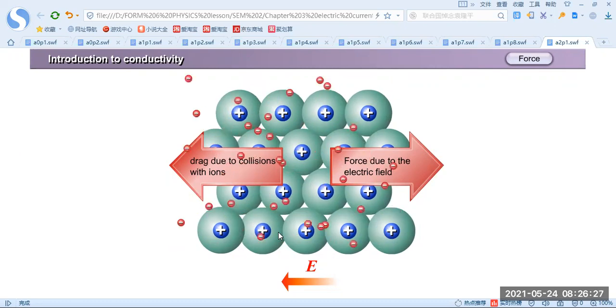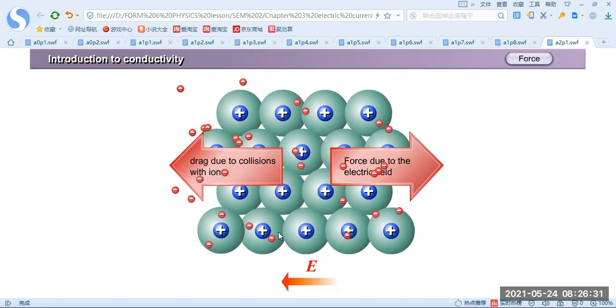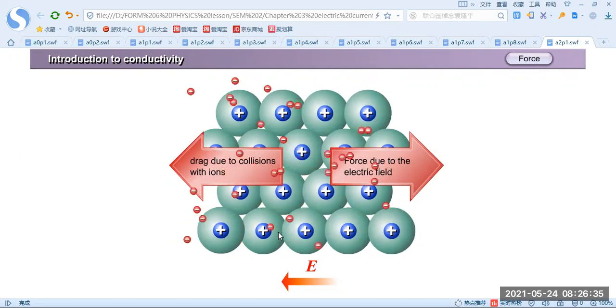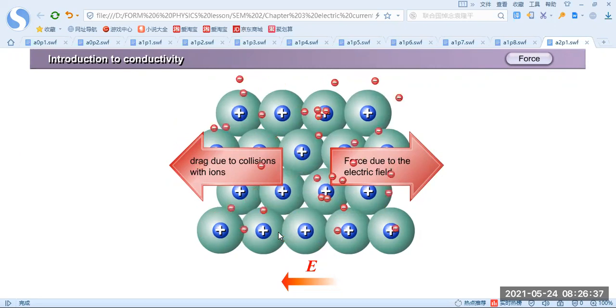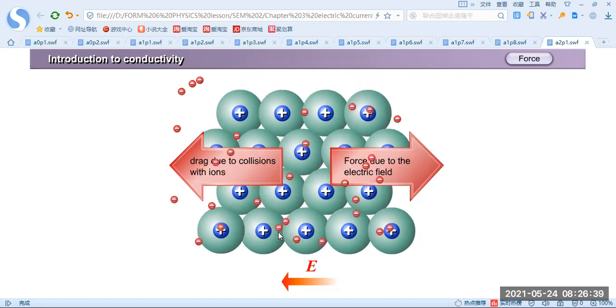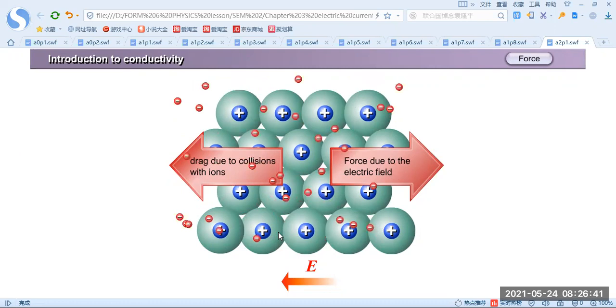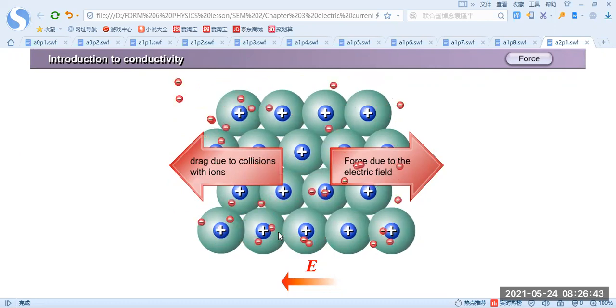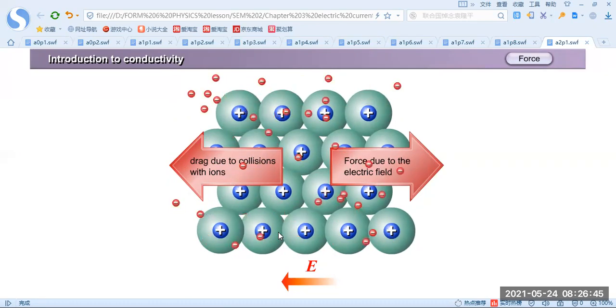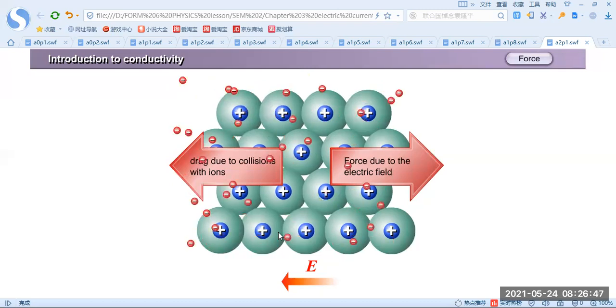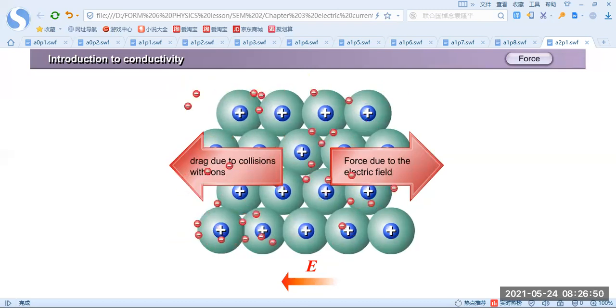There is also a force we call drag force, due to the collision with ions. This drag force will produce friction, so this drag force is always opposite to the electric force. That's all.